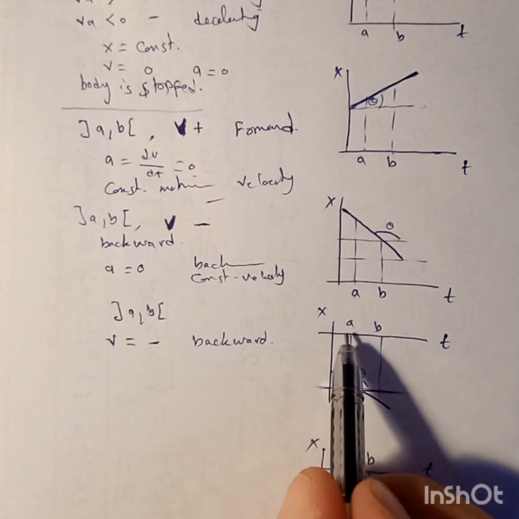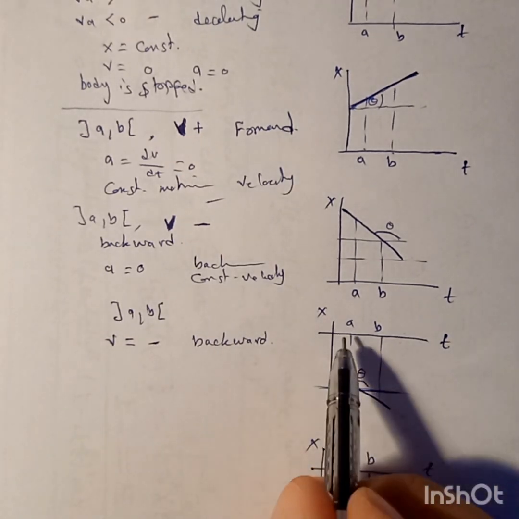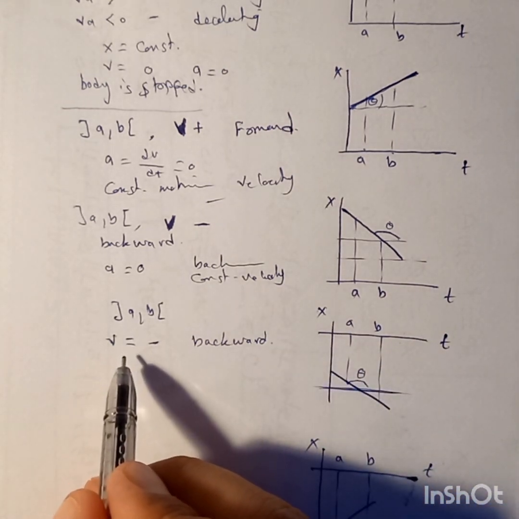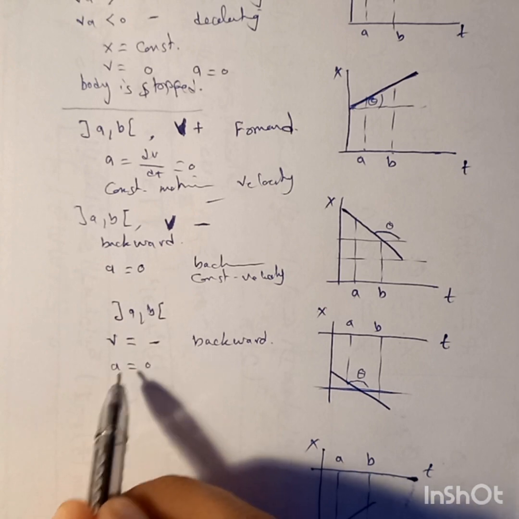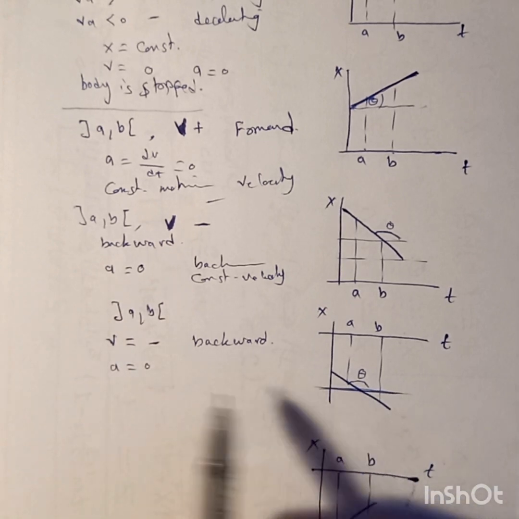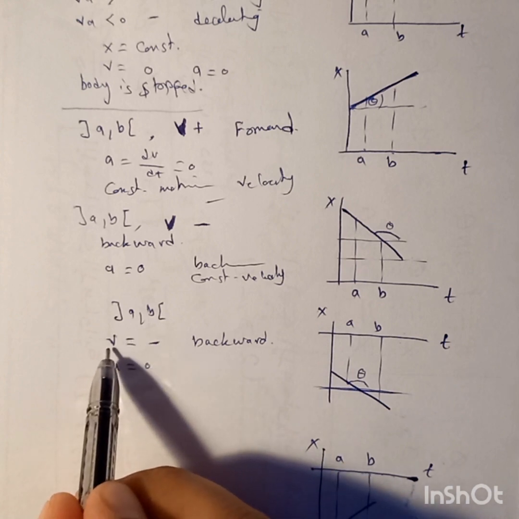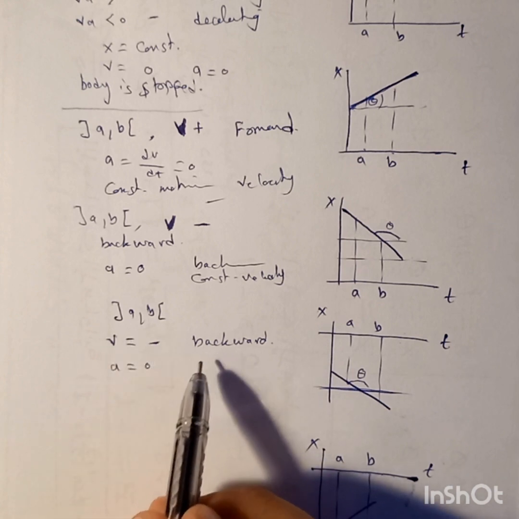Secondly, we need to find the sign of acceleration during the time interval a and b. As v is constant, then a is 0. Okay, then the body in this case is also moving with constant velocity but in the backward direction.